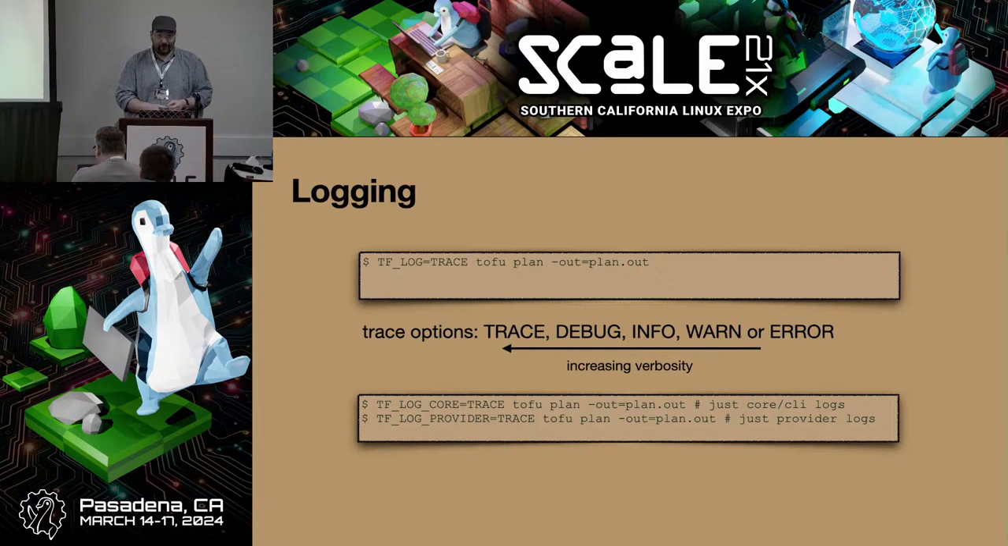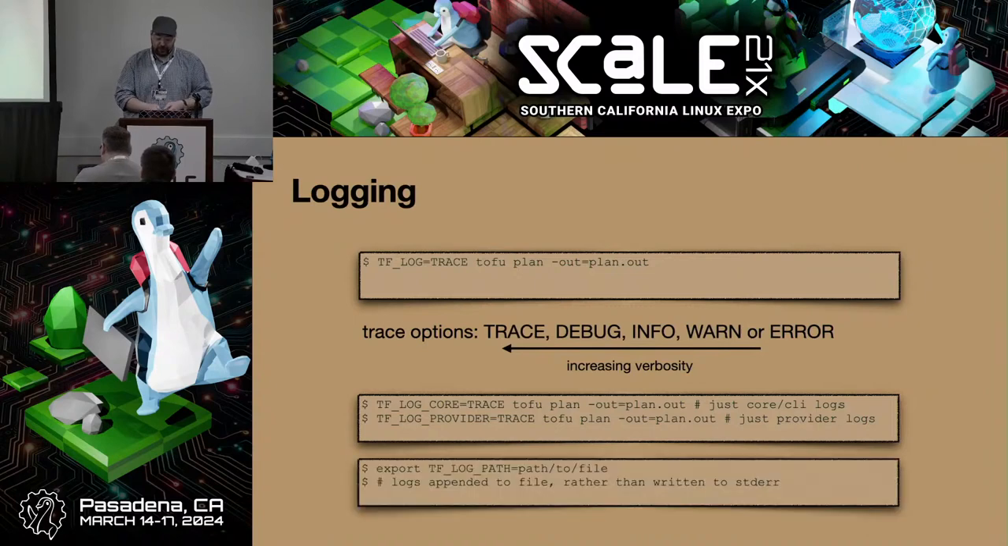If you want to get only half, the core part is for CLI. The provider part is for, of course, your provider: AWS, local, null provider, what have you, GCP. So if you want to collect one set of logs, that's fine, because as we'll see later, those get quite voluminous. And then if you want to, you can also set tflog path, and all of a sudden it starts appending all its logs. Rather than writing to standard error across the screen, it starts writing to those individual logs.